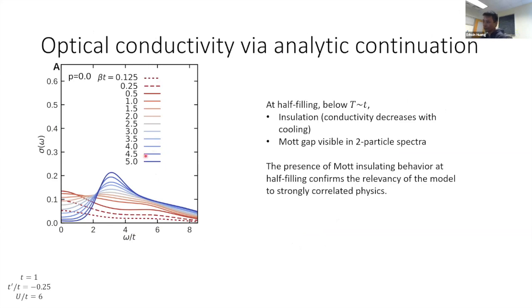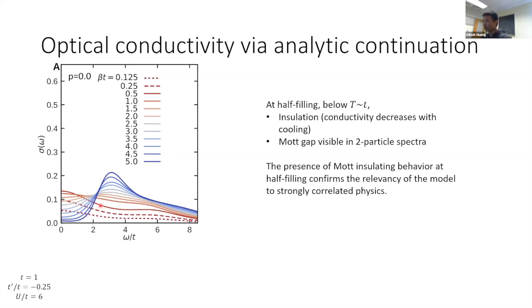And we can see that as you decrease temperature, going from these dashed red lines, to solid red lines, to the solid blue lines, there is a gap opening, and this is at half filling, so this agrees with our expectations that we should get a Mott gap. So the presence of Mott insulating physics here confirms that we're in a parameter regime which has an intermediate interaction strength of 6, but this is still relevant to strongly correlated physics.